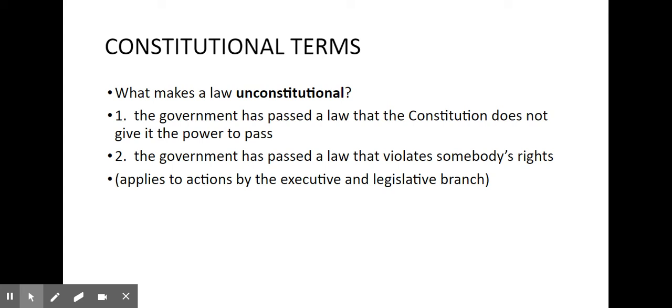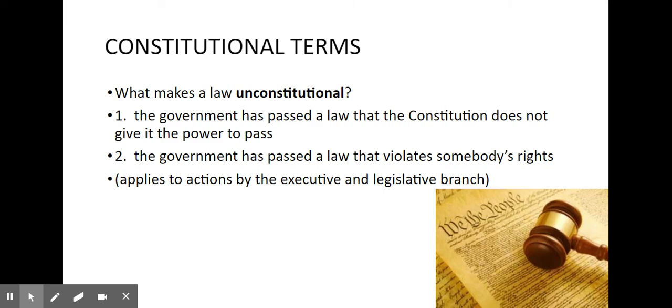Later, a different Supreme Court says, you know what? That does violate somebody's rights. Okay, you can clearly see one water fountain is better than the other water fountain, and that is a violation of rights. Okay, so again, if it violates the Constitution, it's unconstitutional. If it violates a person's rights, it's unconstitutional. And that's when the courts are going to step in and say it's got to be changed.